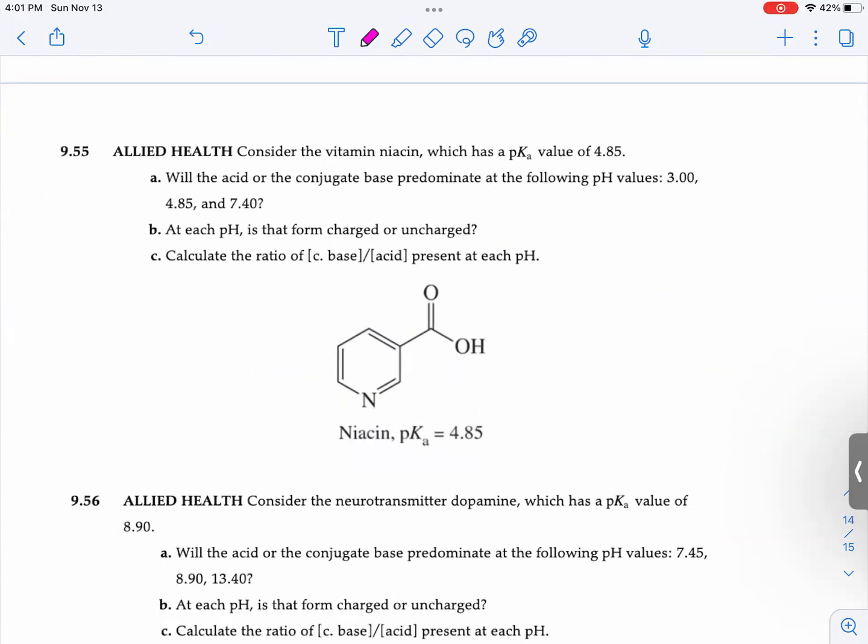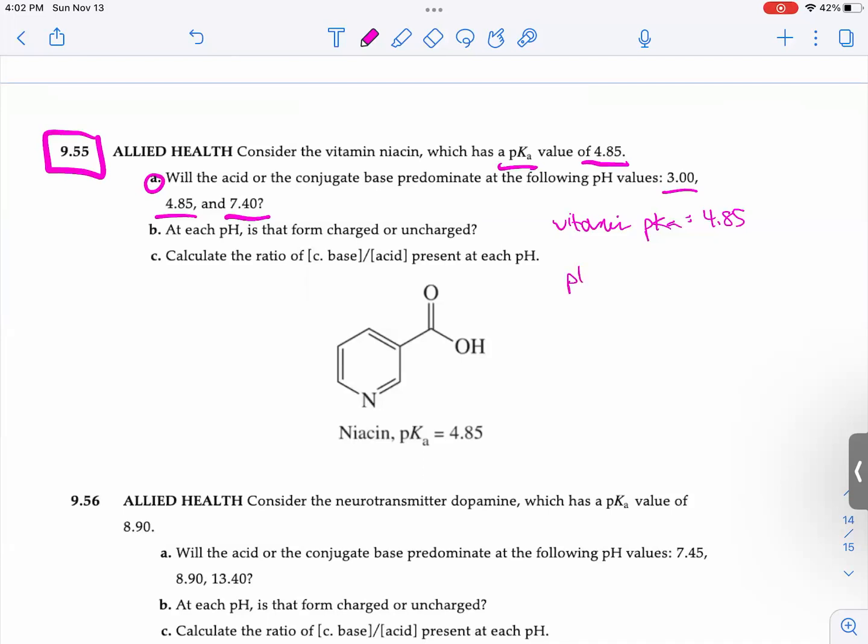Okay, 9.55, an applied question. Consider the vitamin niacin, which has a pKa value of 4.85. So we're given the pKa. Underline what we have. A, will the acid or the conjugate base predominate at the following pH values? 3, 4.85, or 7.40? Let's set up a table. So we know that the vitamin pKa equals 4.85.